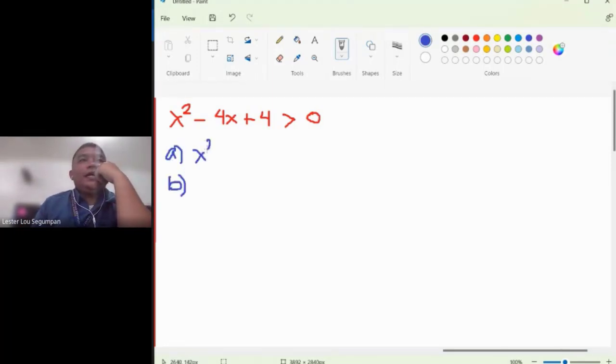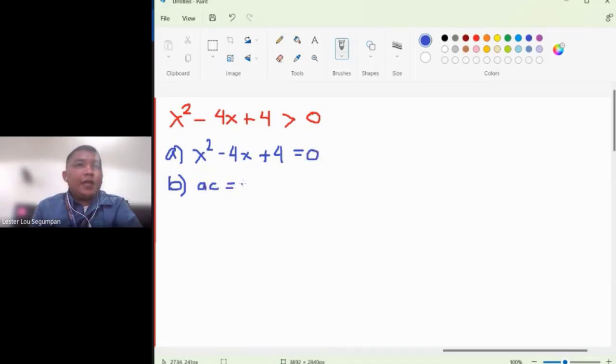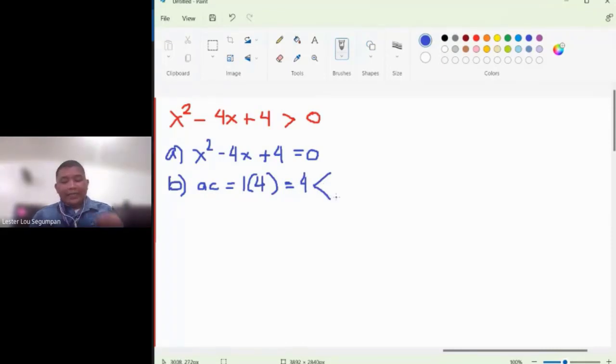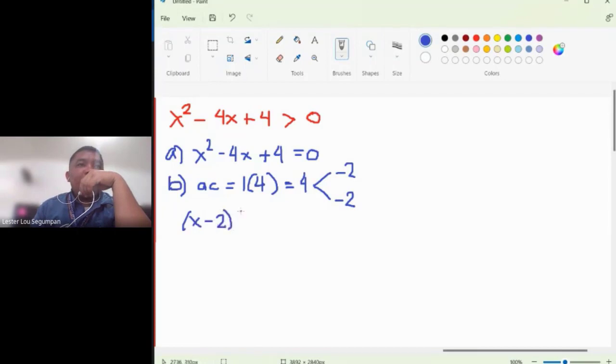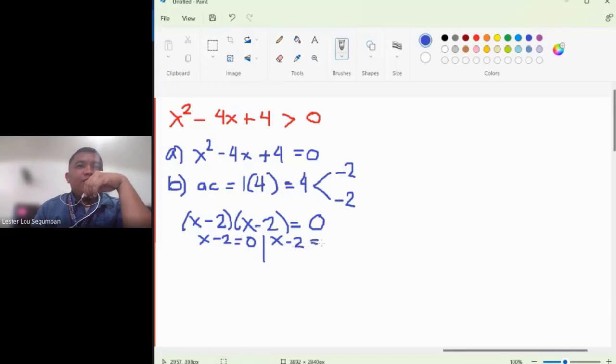So x squared minus 4x plus 4 equals 0. Still going to use the AC way here. AC is 1 times 4, so you'll get 4. Factors of 4 which will result to negative 4 when added, you'll have negative 2 and negative 2. Right? So how many roots do we have here? 2 roots. Okay, we have 2 roots.